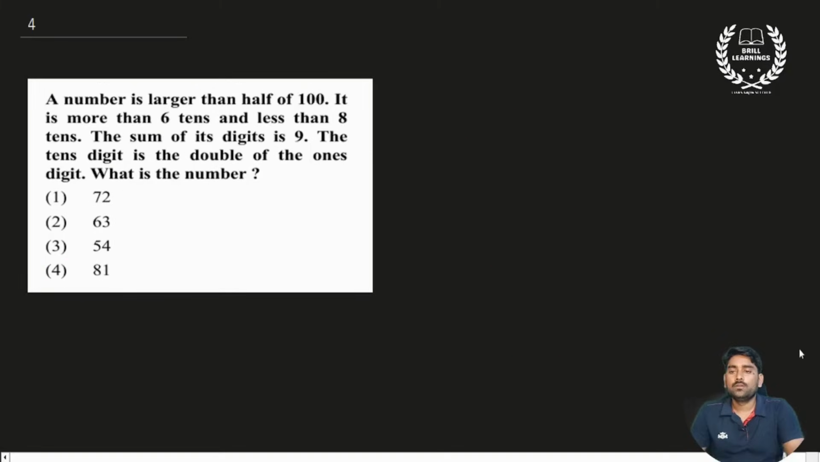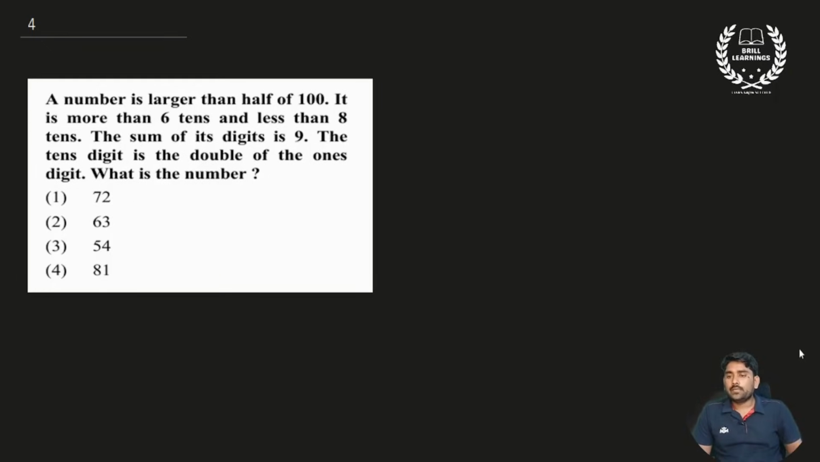Let's move on to the next question. A number is larger than half of 100. It is more than 6 tens and less than 8 tens. The sum of its digits is 9. The tens digit is double the ones digit. What is the number? This kind of question can be solved very easily. First, take each individual statement and check whether the given options follow that condition or not. If an option doesn't follow the condition, you can straight away eliminate that option. First, what is the condition given?